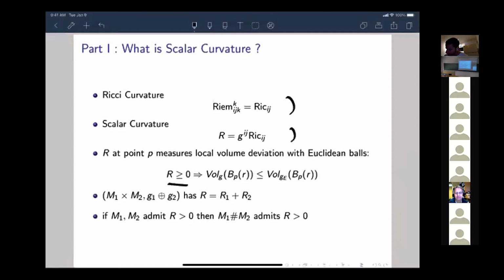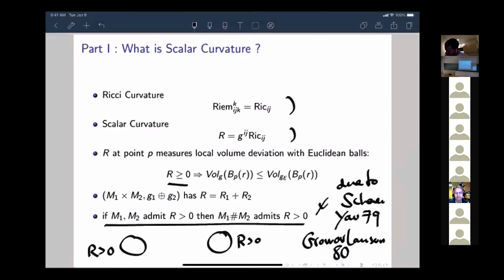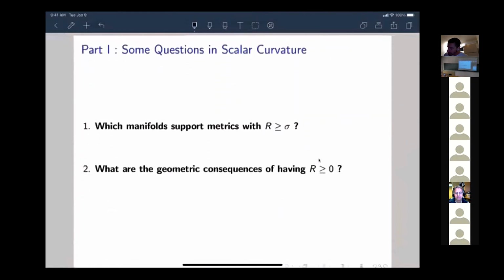If there's a product, then the scalar curvature is additive. And this is a fundamental theorem due to Schoen-Yau in '79, and then generalized somewhat by Gromov-Lawson, with a different proof in particular, in the 80s. So the idea being that if this admits non-negative scalar curvature, then you can find the connect sum, and that will also have PSC, as we call it, or positive scalar curvature. And the Schoen-Yau proof is a PDE proof. The Gromov-Lawson is an explicit construction.